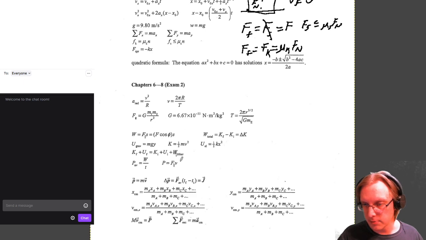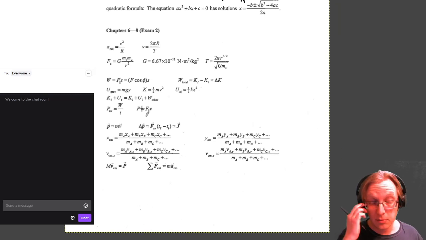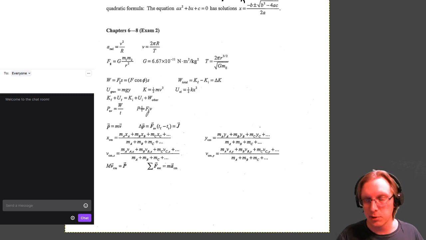So now we get to energy. Energy is a conserved quantity, or it may be a conserved quantity. Sometimes we have inelastic things where energy gets absorbed, usually into something, like friction. So we have work. Work is equal to change in kinetic energy.